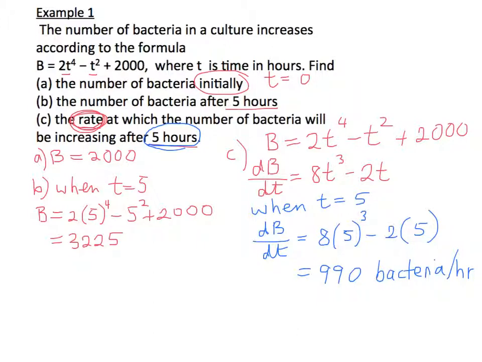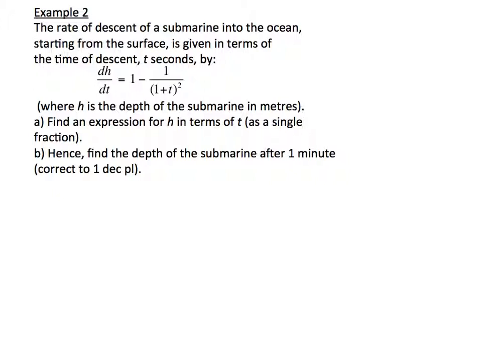Okay, let's look at another. In this example now, we're given the first derivative, dh dt. The rate of descent of a submarine into the ocean starting from the surface is given in terms of the time of descent, t seconds, by this expression, where h is the depth of the submarine in metres. Find an expression for h in terms of t.